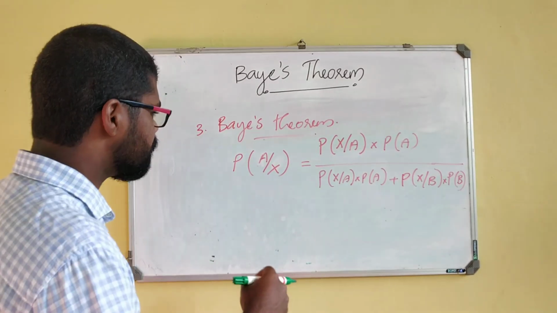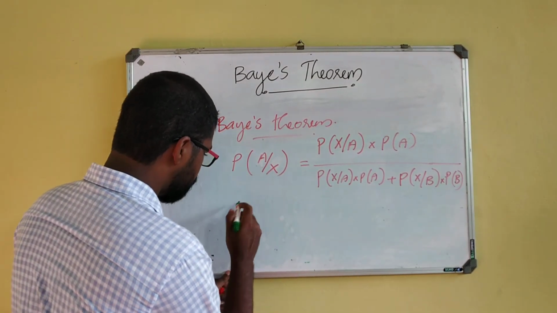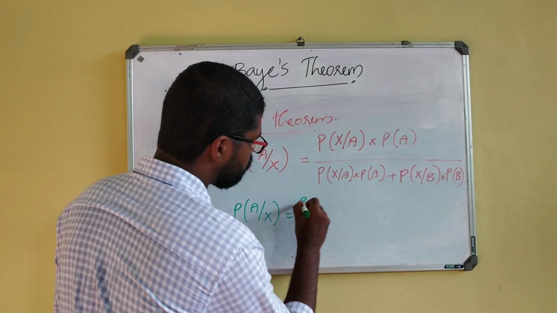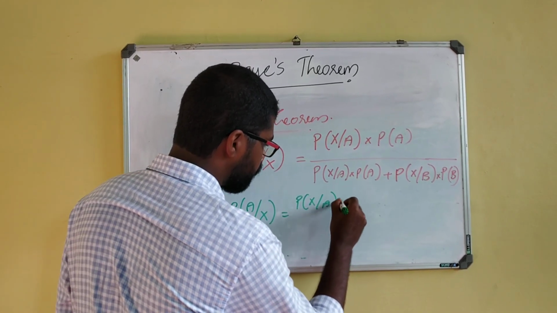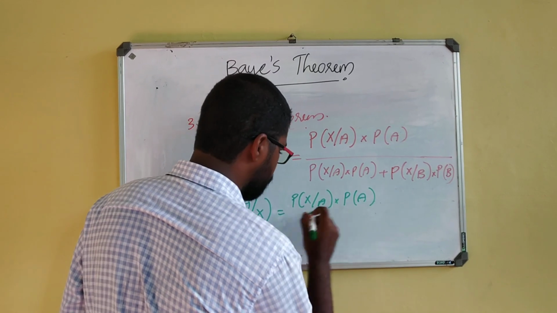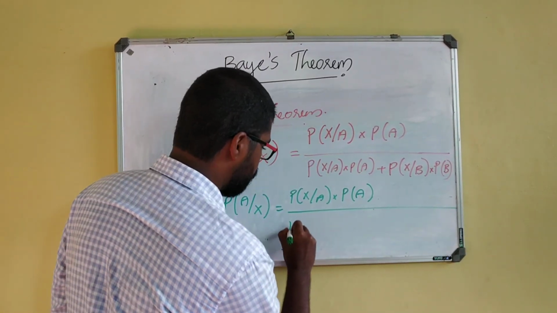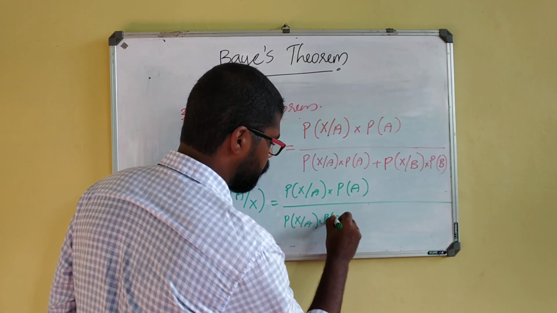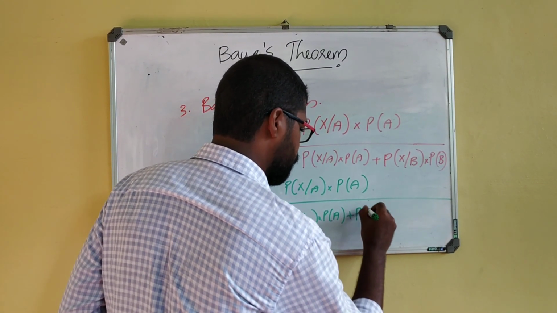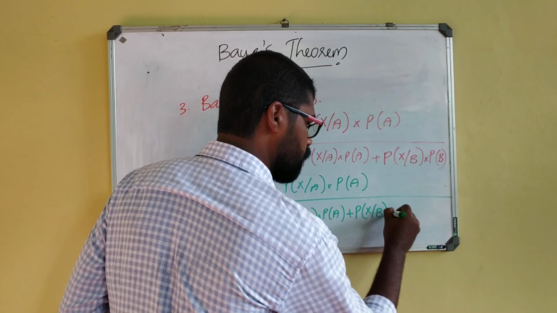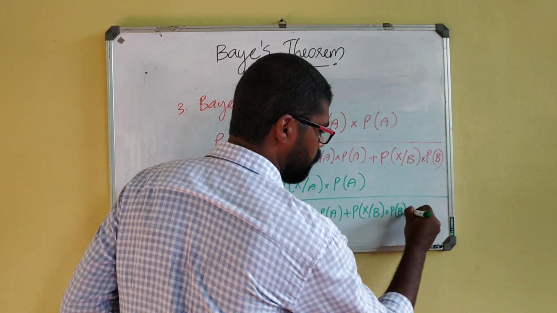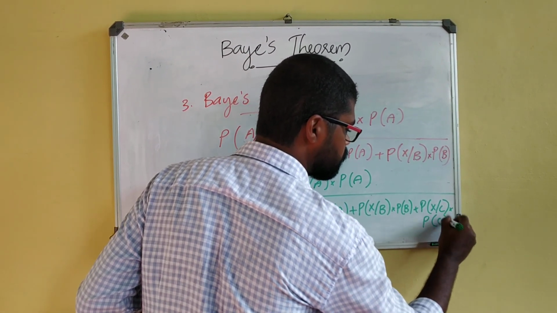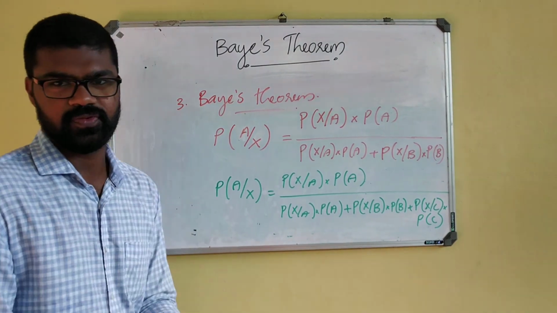Now suppose there are 3 boxes. Then the probability becomes A given X equal to probability of X given A into probability of A, all divided by probability of X given A into probability of A plus probability of X given B into probability of B plus probability of X given C into probability of C. So this is our equation for Bayes theorem.